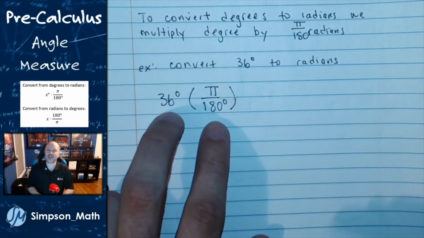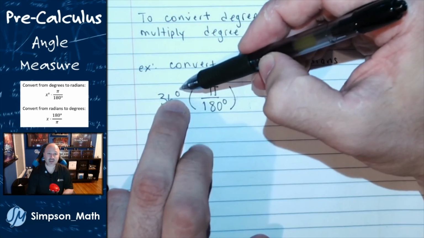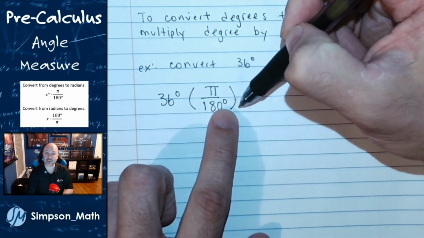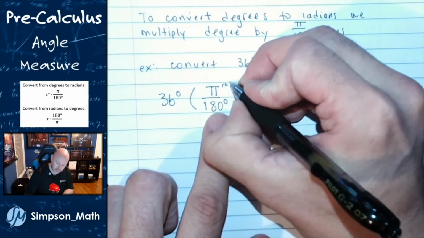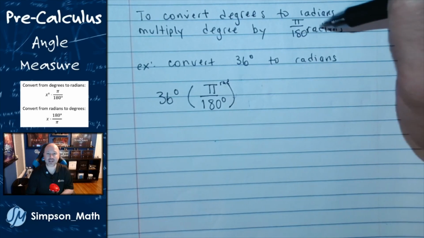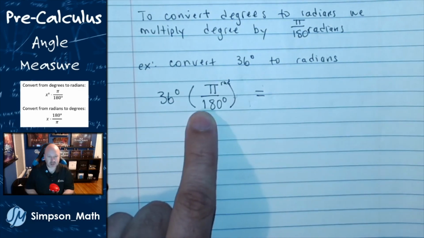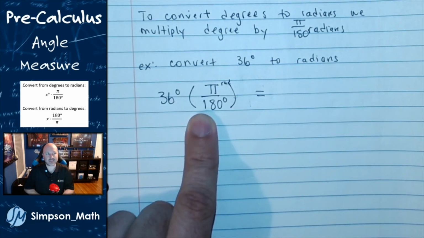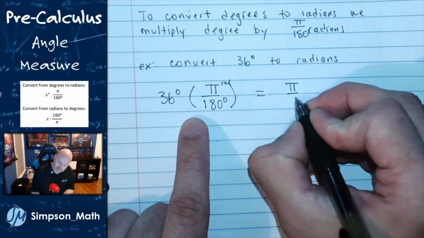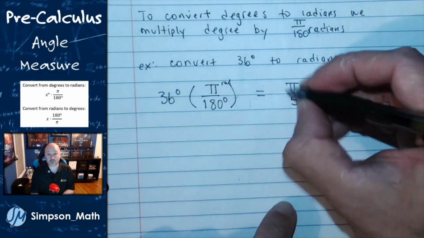If you've done a chemistry course, you do a lot of unit conversion. Notice I'm putting the degree that I'm trying to get rid of in the denominator. So when I do the division, the degrees will cancel out. And I'm introducing radians. I'm multiplying by pi radians over 180. That's a nice, pretty conversion. 180 goes in there 5 times, so you simplify that out, and you're going to have pi fifths radians.